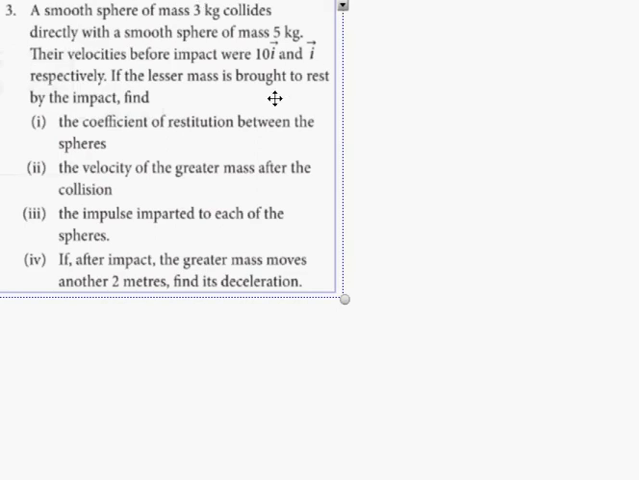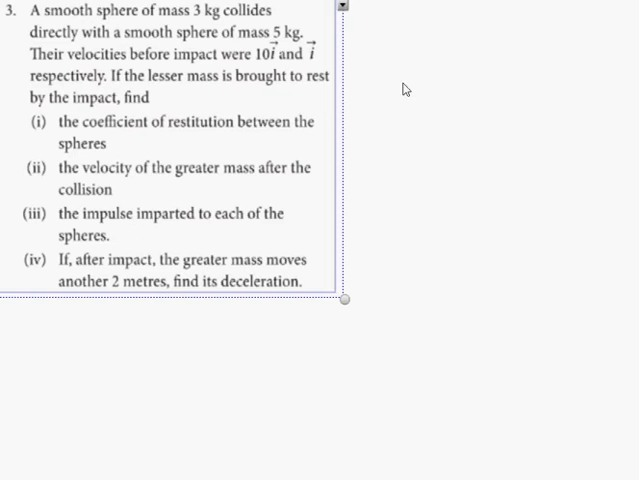A smooth sphere of mass 3 kilograms collides directly with a smooth sphere of 5 kilograms. Their velocities before impact were 10i and i respectively. If the lesser mass is brought to rest by the impact, find the coefficient of restitution between the two spheres.